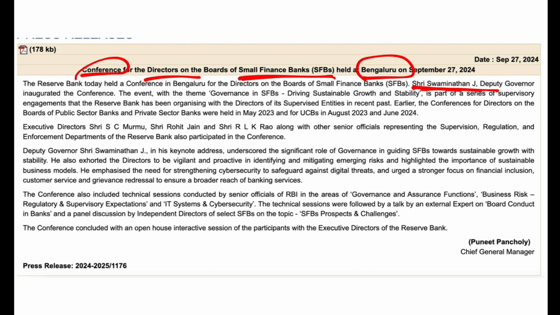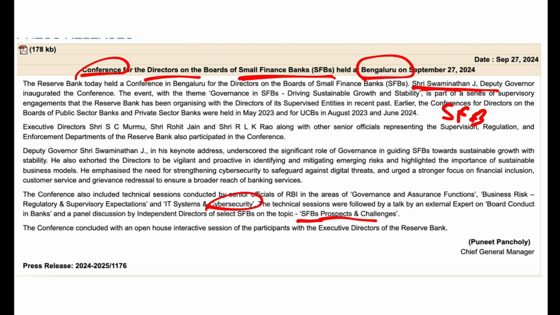So this was about how we can make the small finance banks better, what are the problems in the small finance banks, and all these things were discussed here, right? They spoke on different issues: small finance banks' prospects and challenges, the cyber security risk in the small finance banks. All these things they basically discussed. And small finance banks are again very important from the exam point of view, right?